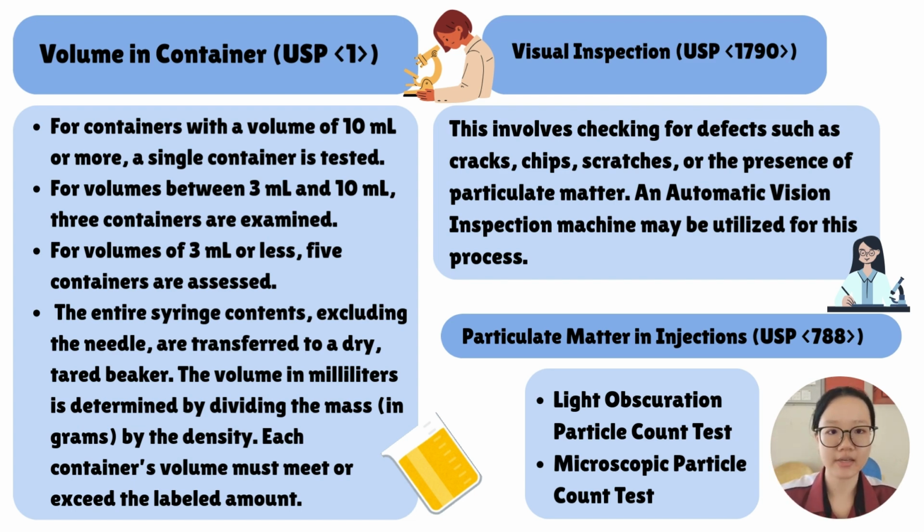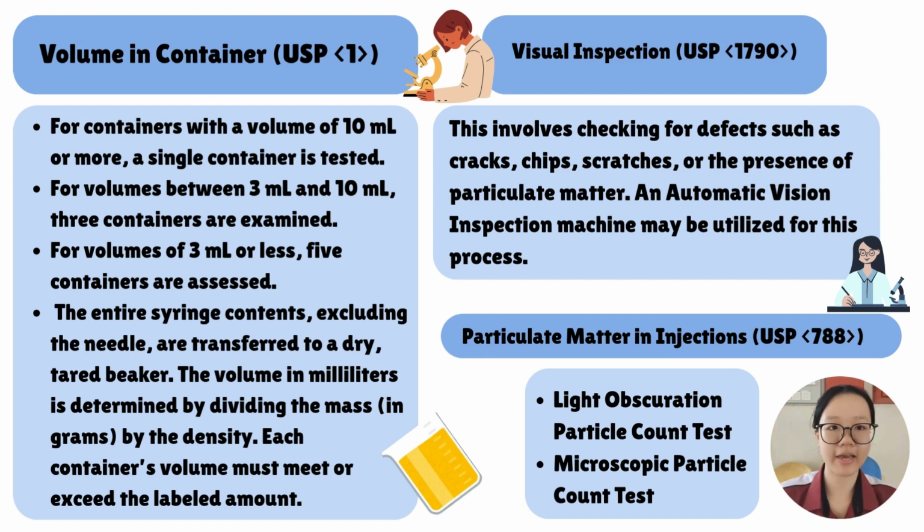The visual inspection test checks for visible defects in the product and packaging, such as cracks, chips, scratches, or particulate matter. This step is critical to ensuring both the product safety and integrity. In many facilities, an automatic visual inspection system is used to enhance the accuracy and efficiency.